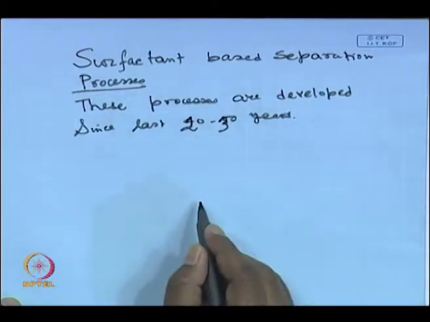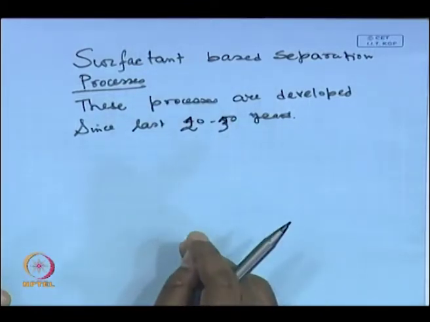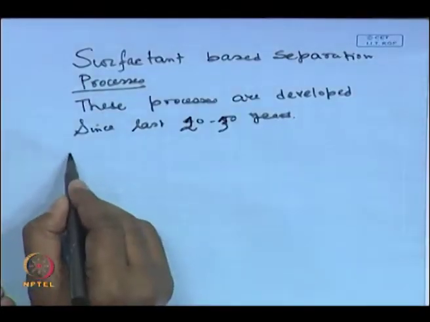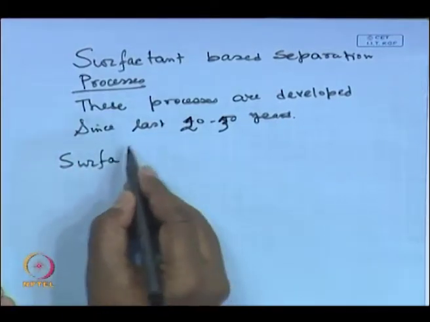And most of them have been found out that in the laboratory scale they are highly feasible, but in the plant scale or in the pilot plant scale the research is ongoing on how to implement them and how to scale them up. Now, the major characteristic of these surfactant based separation processes is that their efficiency depends on the typical properties of the surfactants. So, let us look into what a surfactant is. Surfactant is nothing but a surface active agent.